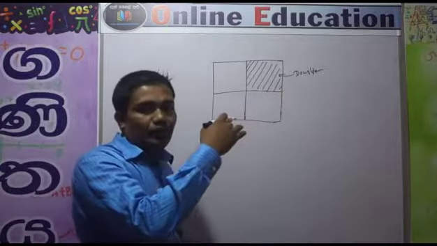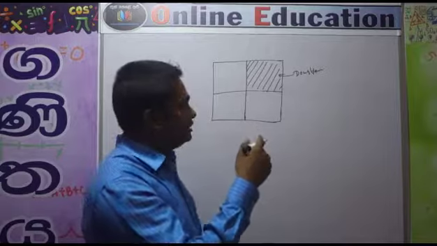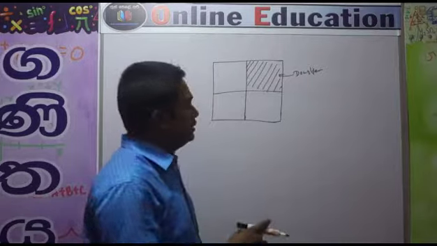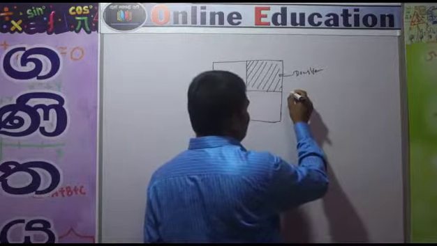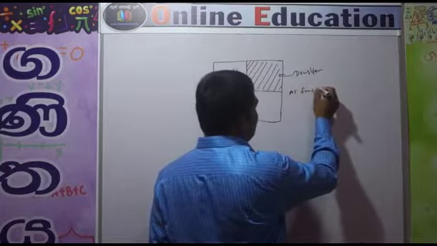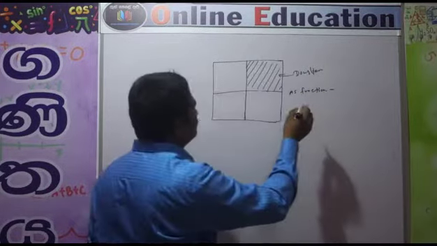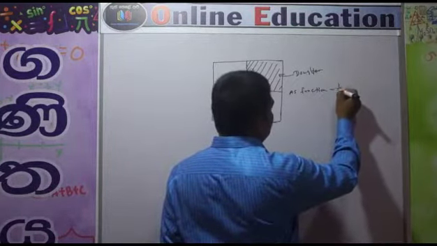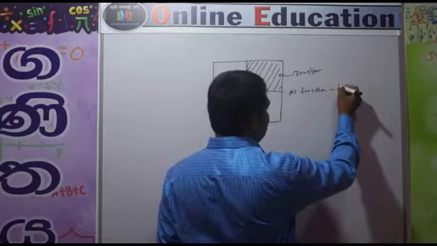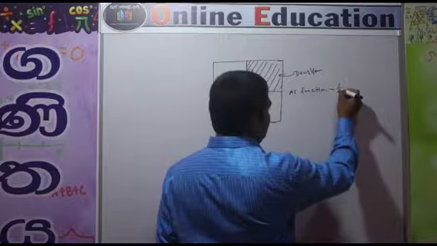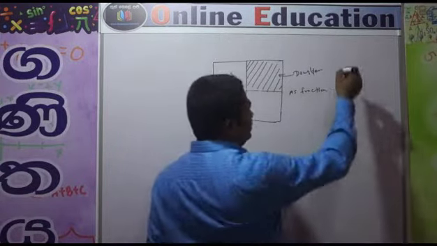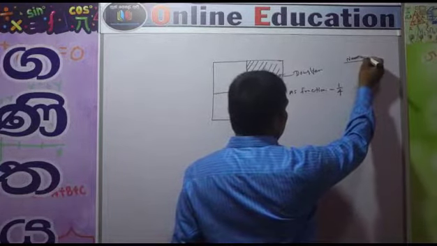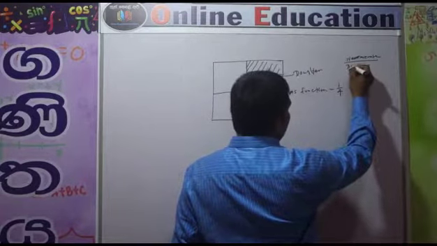What is the total number of parts? There are 4 parts. What is the part the daughter is getting? 1 part. If we write this as a fraction, 1 over 4. Always the relevant part should be written in the numerator, and the total number of parts should be written in the denominator. This is called the numerator. This is the denominator.